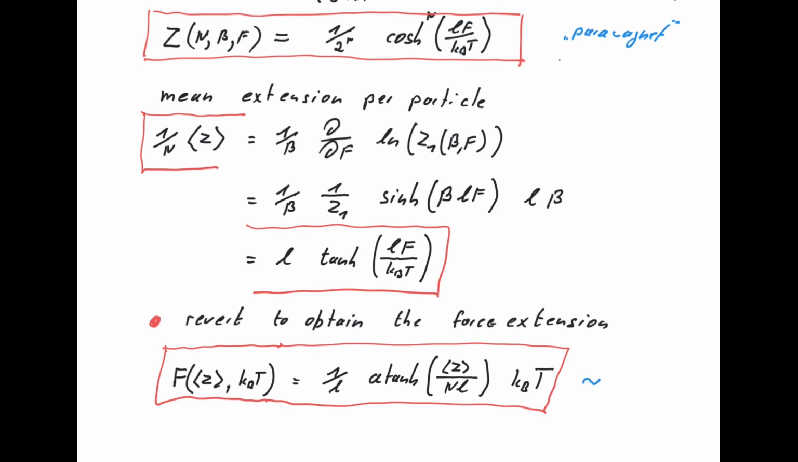Now, in this particular case, we see that the spring constant scales with temperature. That is why it's called the entropic spring. So it's entropy driving the spring constant. So at high temperatures, the spring is very stiff, and at low temperature, the spring is very soft.